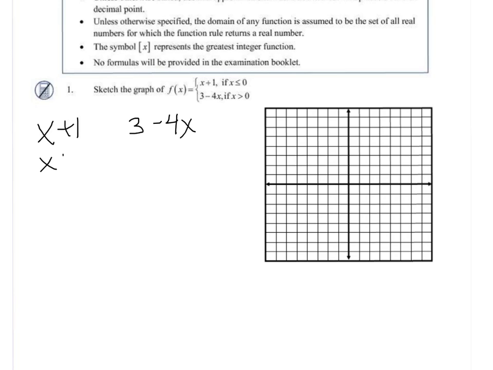So for x plus 1, if I want to get some xy values, I'm purposely going to choose values less than 0 because that's the break in the piece. So it's 0, -1, -2. And when I plug them in here for x, we get 1, 0, and -1. Can do the same thing for the 3 minus 4x piece.